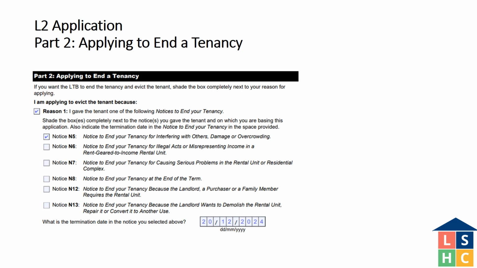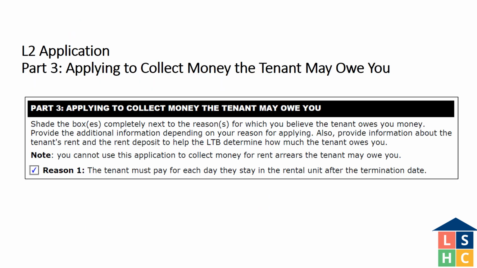Make sure to check off the boxes next to Reason 1 and the N5. The termination date must match the termination date indicated on the N5 notice. By selecting Reason 1 in this section, you are asking for the Landlord and Tenant Board order to include a clause that says the tenant must pay for each extra day that they are in the rental unit past the termination date on the order.